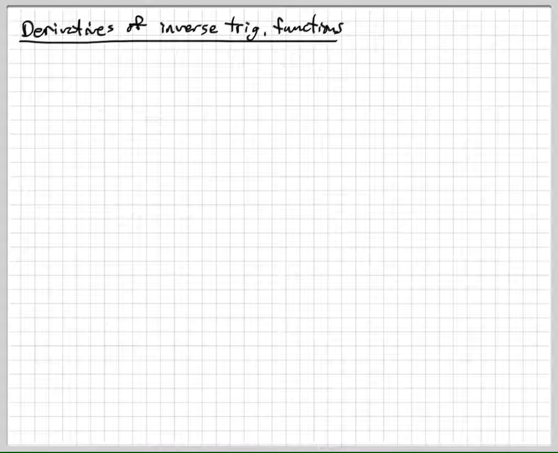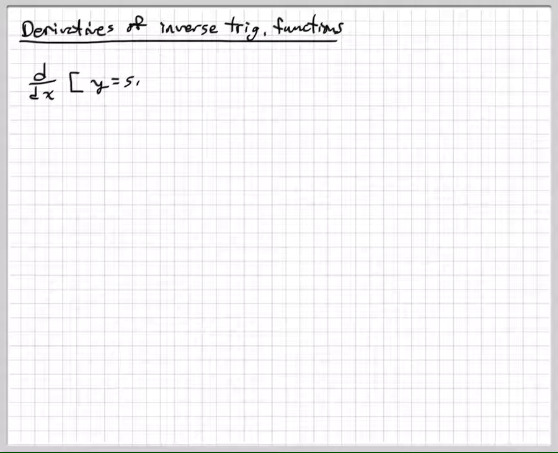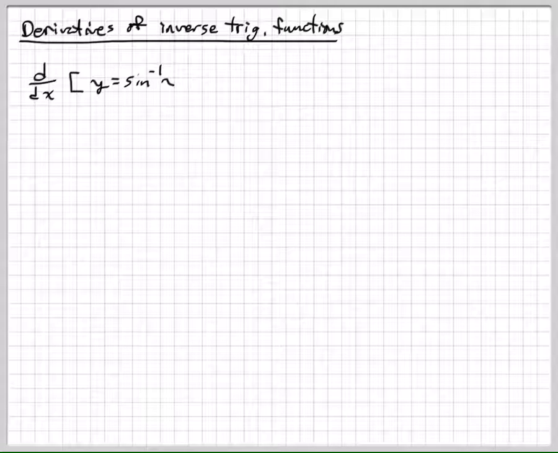Okay, we're going to look at the derivative of inverse trig functions. So that's kind of like saying take the derivative, and we're going to take it with respect to x, of y equals sine to the -1 of x. Now, this is one way to write it.